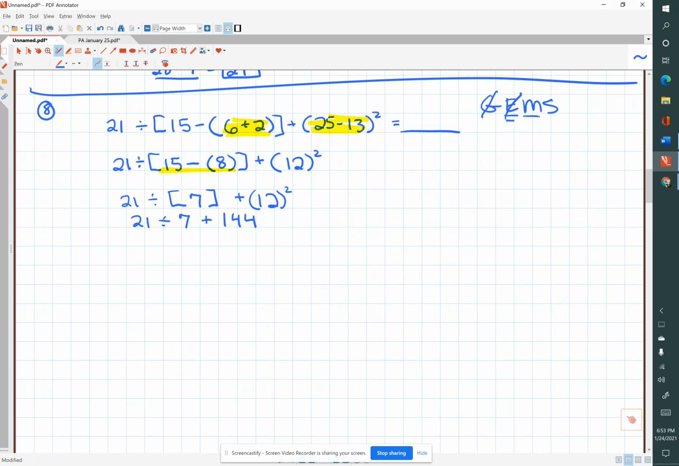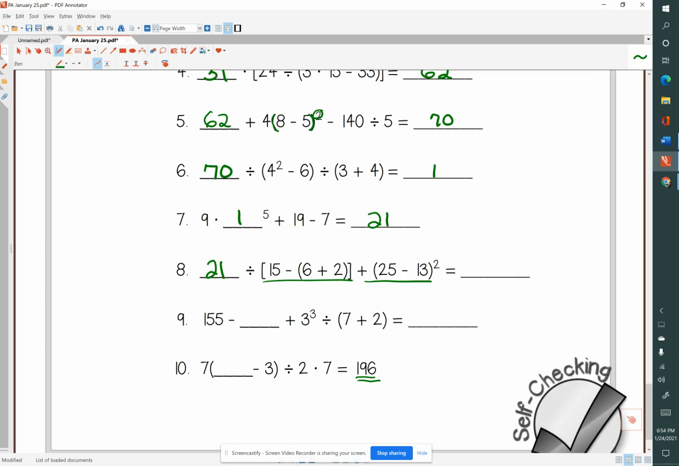Now, multiplication and division. Well, I have division here. 21 divided by 7 is 3, plus 144. And then all I have left is addition. 3 plus 144 equals 147. And that's a final answer.